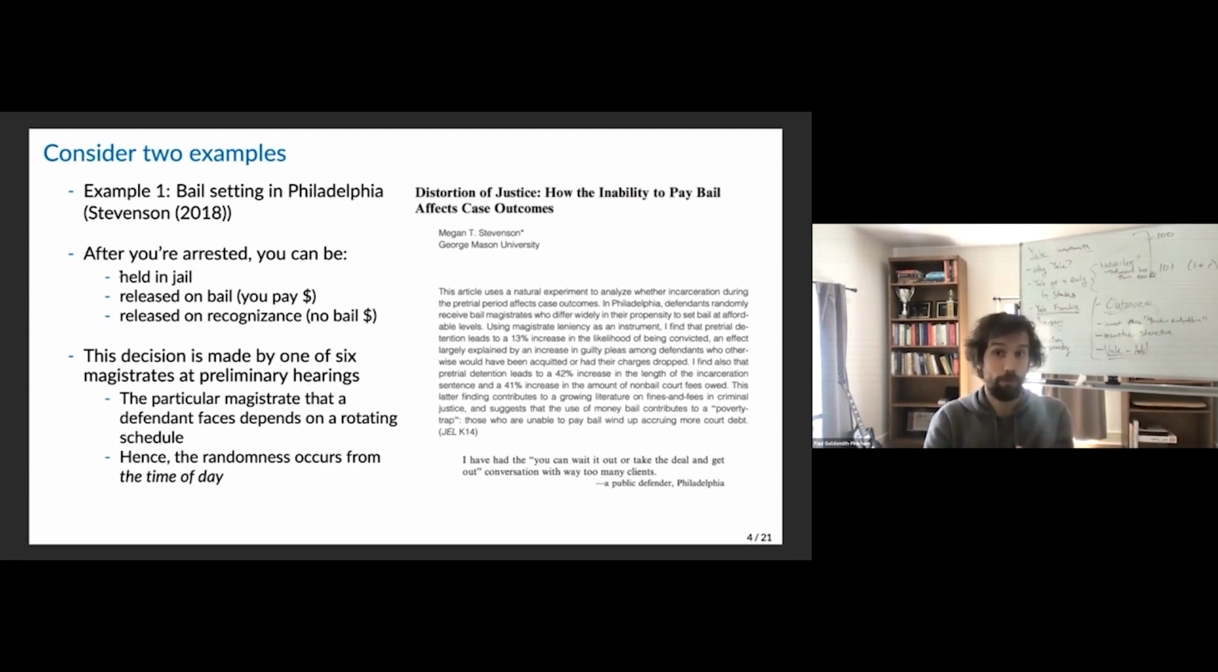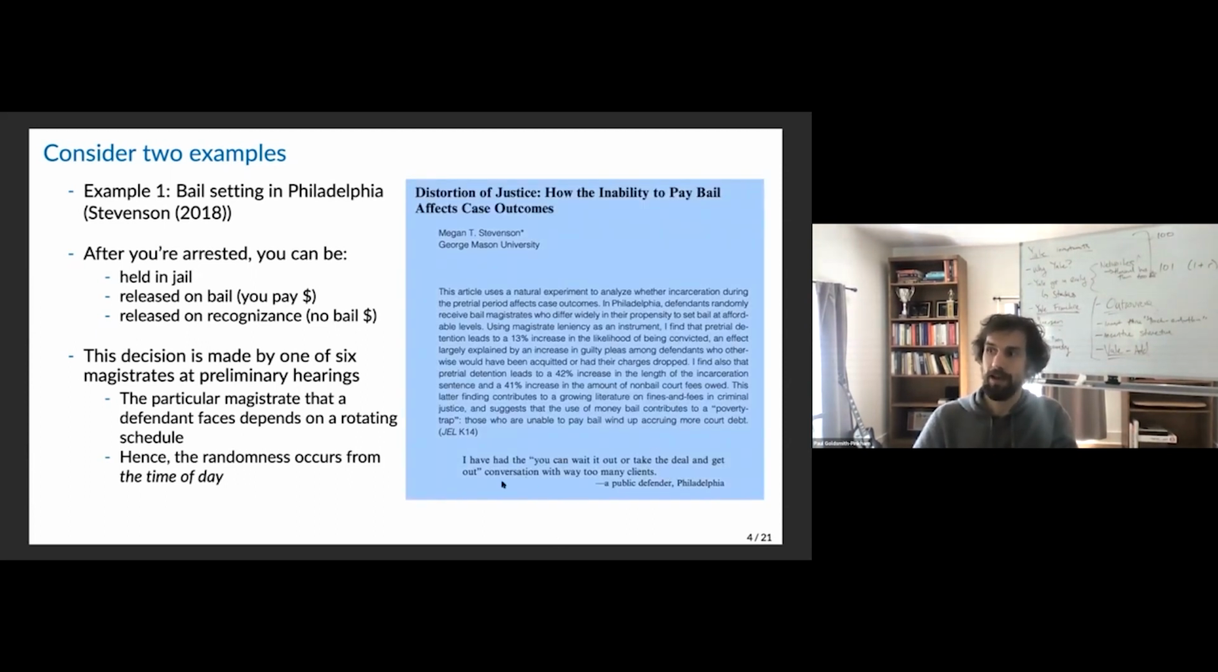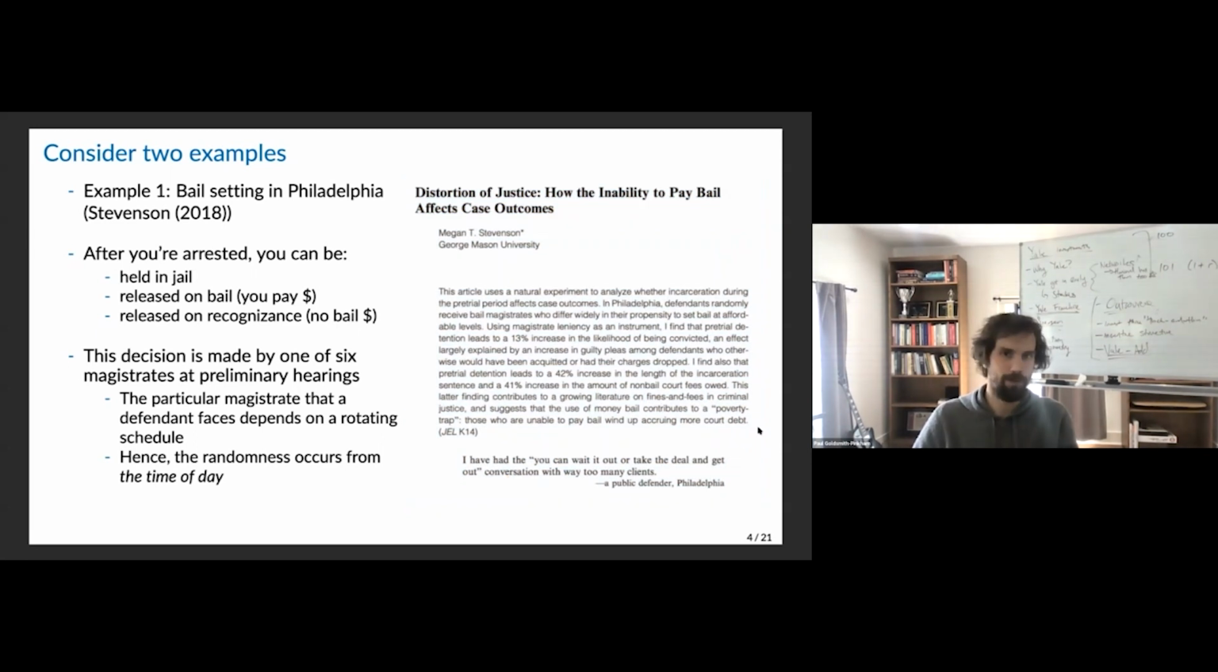But the way that you get at the causality there is very challenging without some kind of exogenous variation, right? If you just look at people who are held on bail versus not, that's the obvious confounding factor. You worry that the types of people who are held are maybe more guilty, or there's a bunch of reasons why you might worry that there's endogeneity. And in case you're wondering, there's this nice quote here from a public defender: you can wait it out or take the deal and get out, a conversation I've had with too many clients. That kind of summarizes it. That's the punchline.